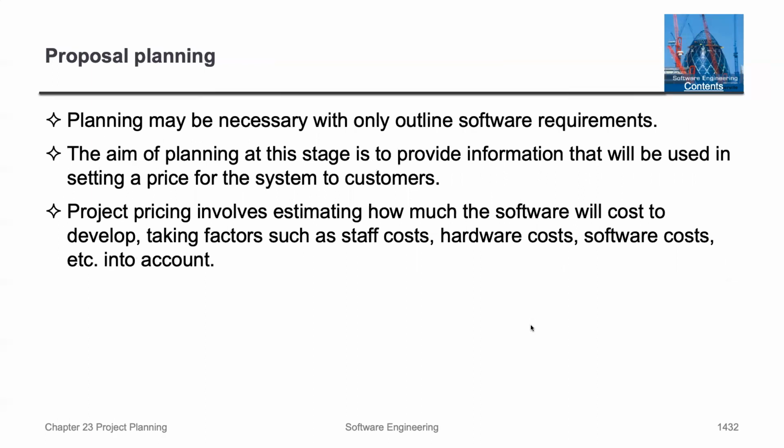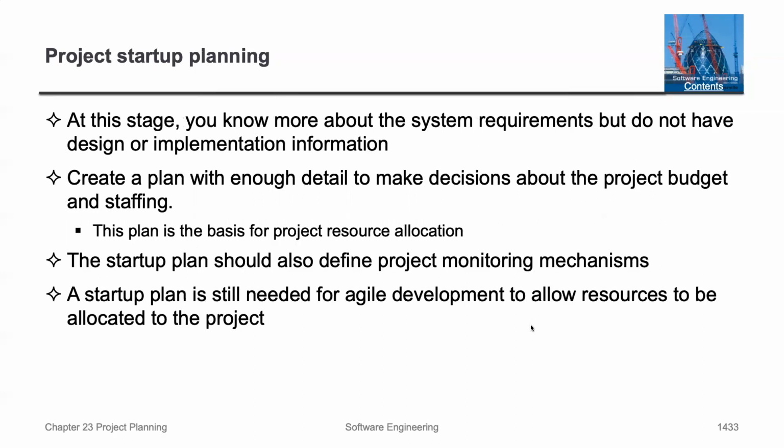For proposal planning, planning may be necessary with only outlined software requirements. The aim of the planning at this stage is to provide information that will be used in setting a price for the system to customers. Project pricing involves estimating how much the software will cost to develop, taking factors such as staff costs, hardware costs, software costs, etc. into account.